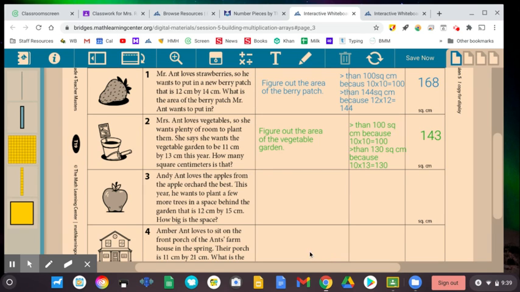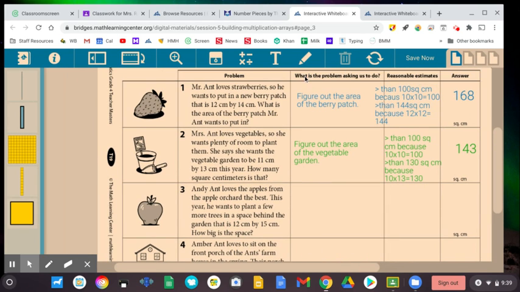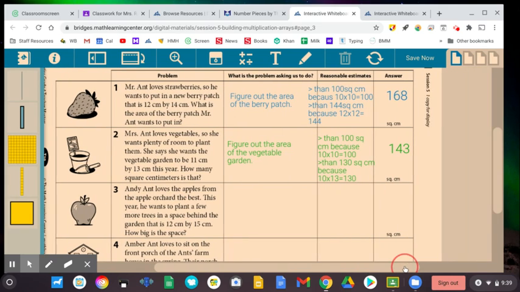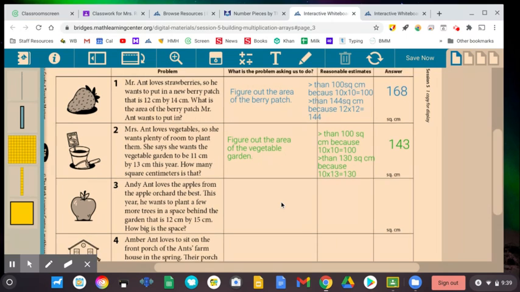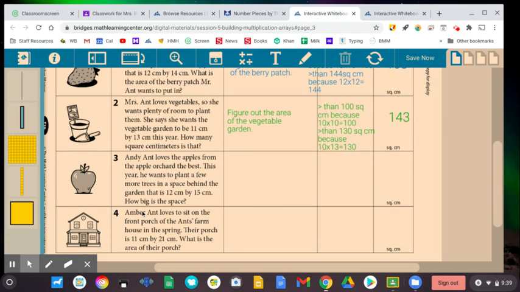I'm thinking that when it comes to asking what this problem is asking us to do, we already know that we're going to have an apple orchard, so we want to find the area of the apple orchard. And this one says Amber loves to sit on the front porch of the farm in the spring, and the porch is 11 by 21, so we have to find the area of the porch. So I will be back with you to check on all of these just in a little while. So you keep using your base 10 pieces and see if your table groups can figure these out.